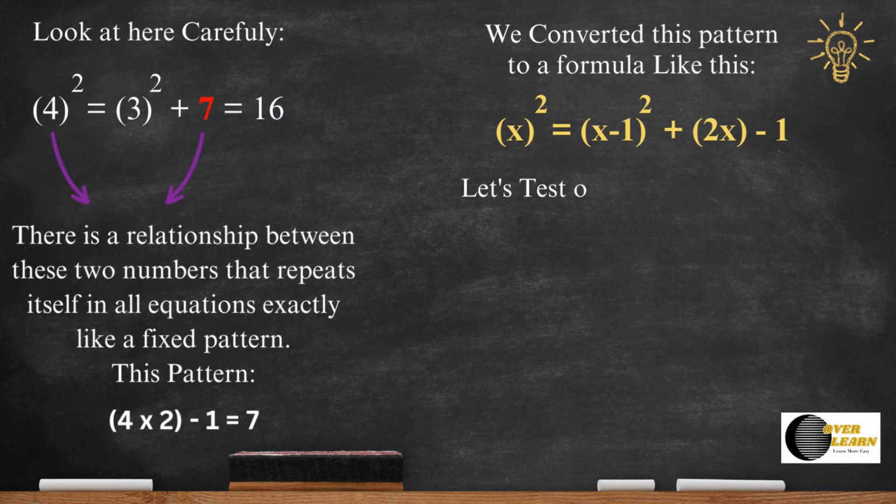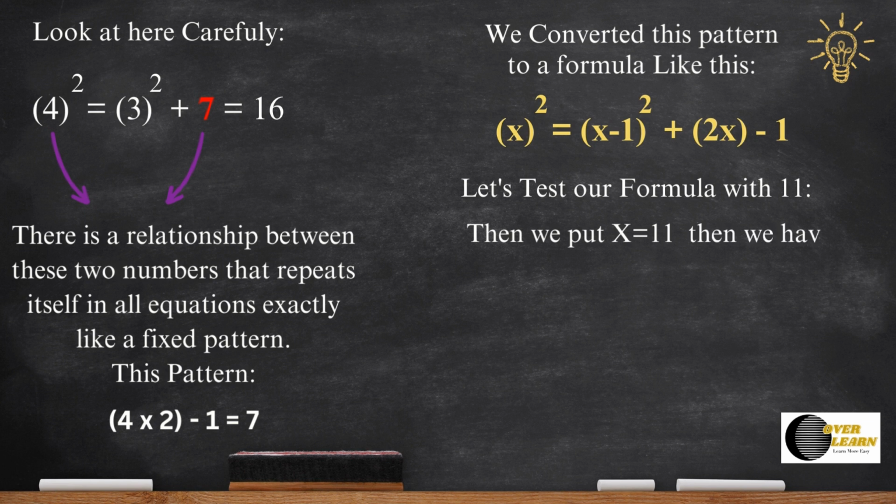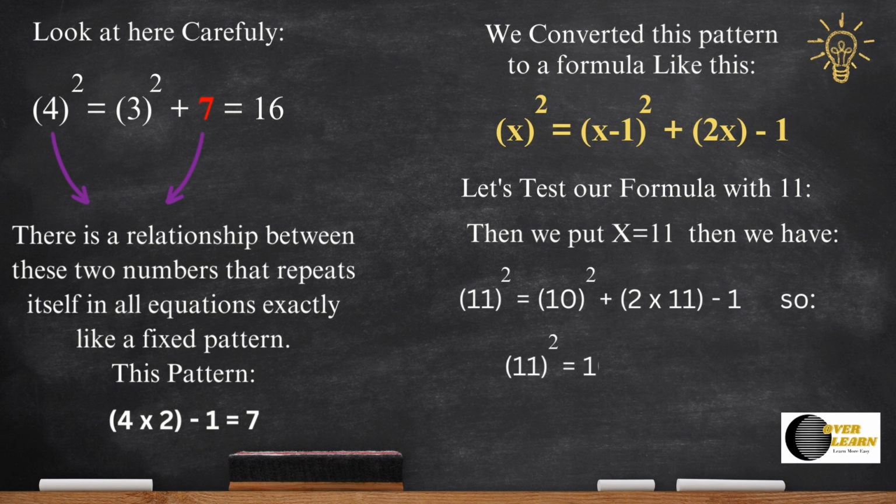Let's test our formula with 11. Then we put x is equal to 11. Then we have 11 power 2 is equal to 10 power 2 plus 2 times 11 minus 1. So 11 power 2 is equal to 100 plus 21 is 121. And it is exactly correct.